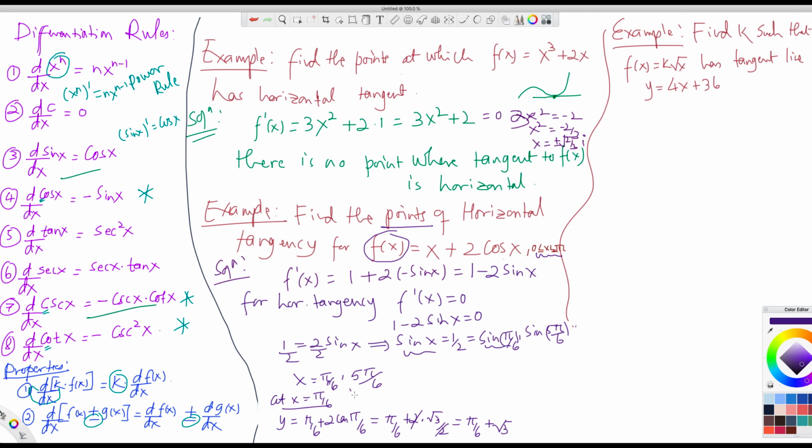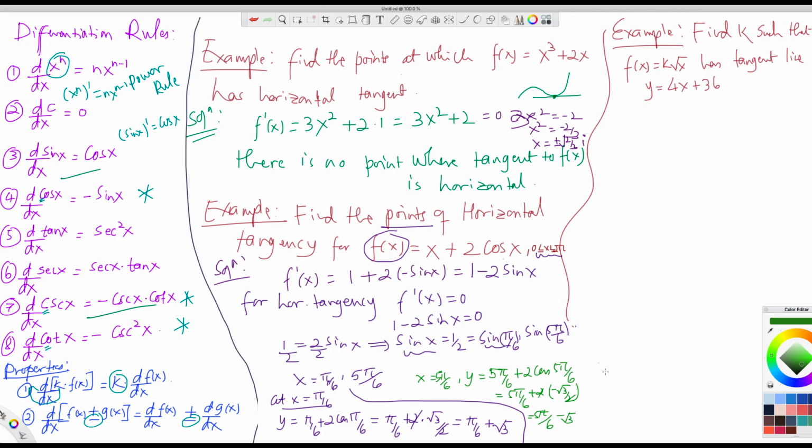And similarly, if you take x equals 5 pi over 6, then y will be 5 pi over 6 plus 2 cosine 5 pi over 6. What is the value of cosine 5 pi over 6? That is negative root 3 over 2, right? So that is 5 pi over 6 plus 2 times negative root 3 over 2. If you cancel that 2 and 2, what do you get? You get negative root 3, so 5 pi over 6 minus root 3.